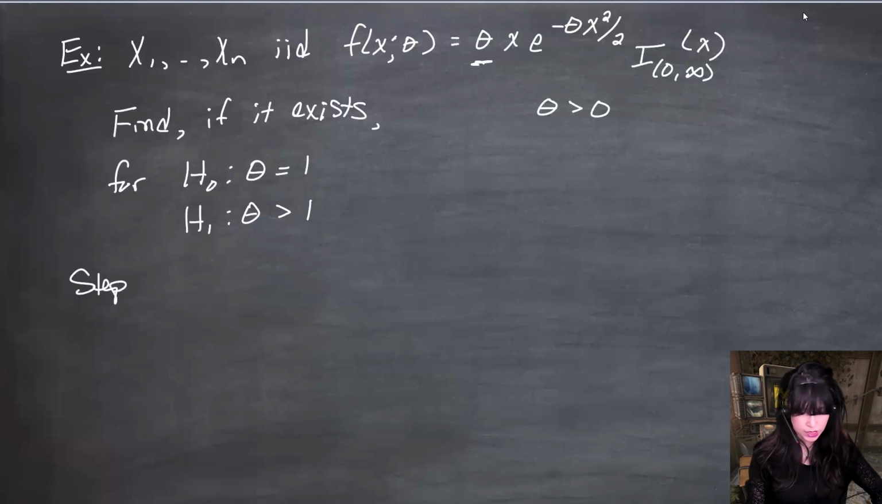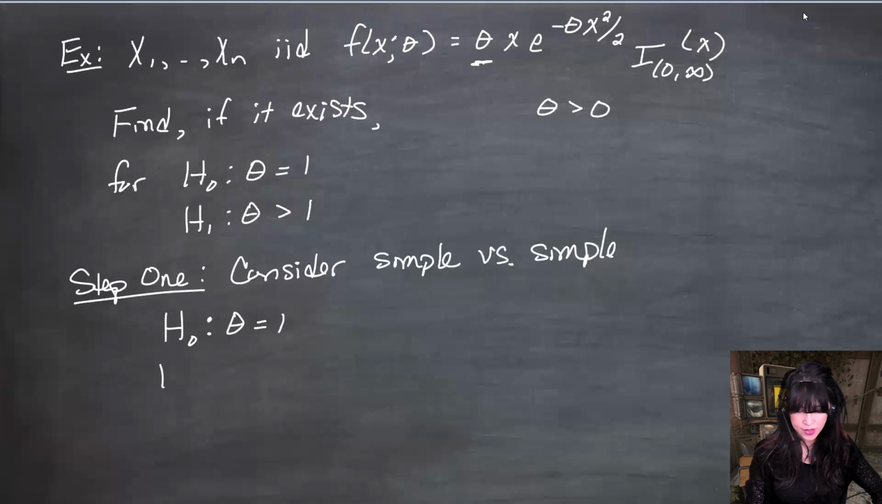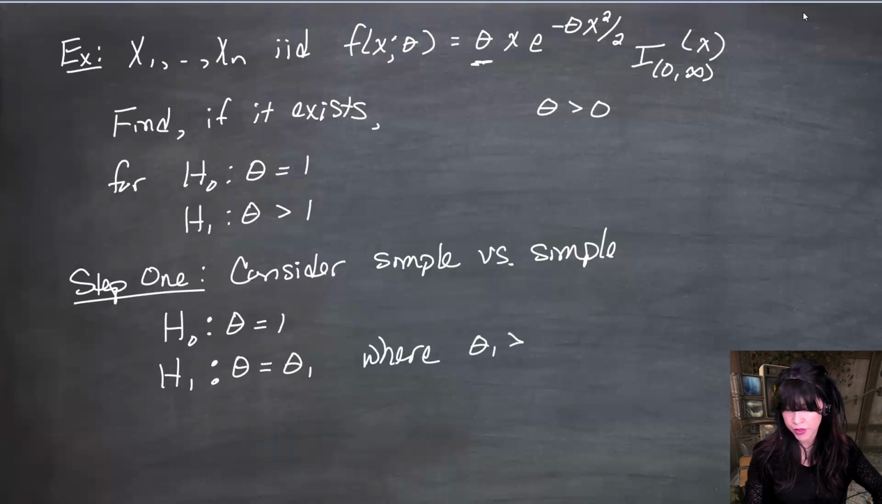So step 1 is to consider first a simple versus simple hypothesis. So I'm going to leave my null hypothesis because it's already simple. And then I'm going to choose my alternate hypothesis to be theta equals some fixed theta 1, where theta 1 is a fixed number that is known to us and is greater than 1.